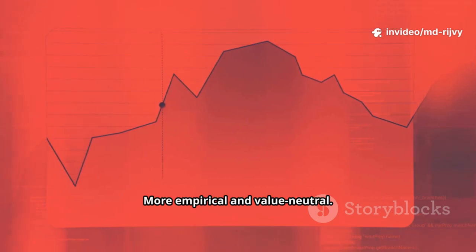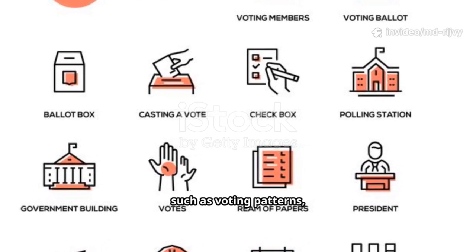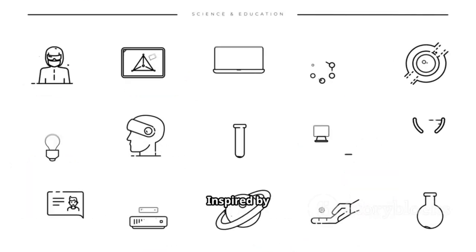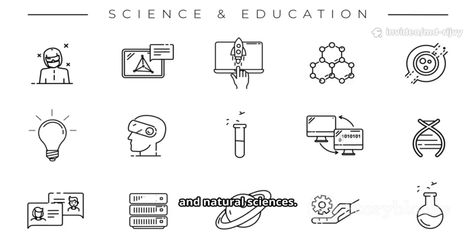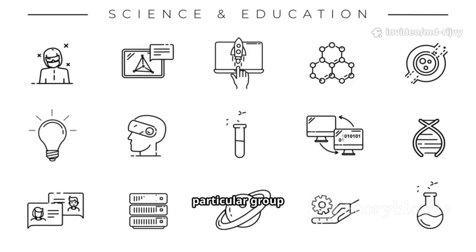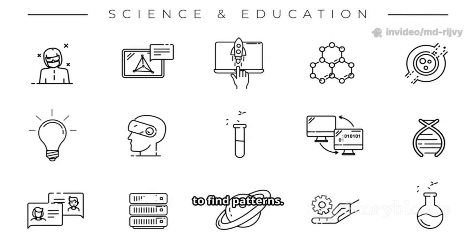More empirical and value-neutral. Focuses on individual and group behavior such as voting patterns, public opinion, political participation, etc. Inspired by developments in psychology, sociology, and natural sciences. Example: a behavioralist might conduct a survey to find out why a particular group voted for a certain candidate, analyzing the data to find patterns.